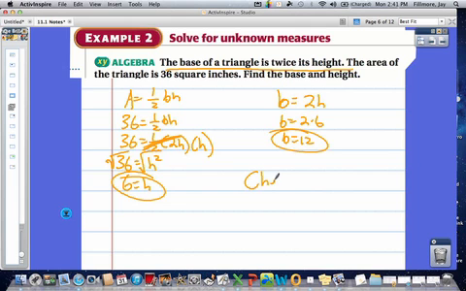You can check your answer because 1/2 times the base, which is 12, times the height, which is 6, should equal 36. And if you multiply this, it does equal 36 square units, so it does check out.